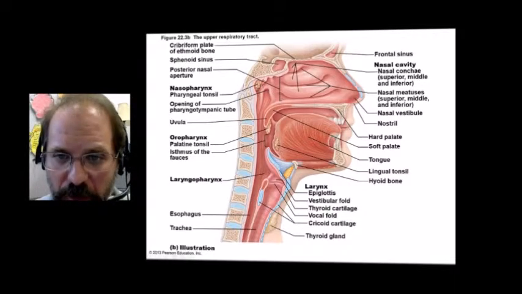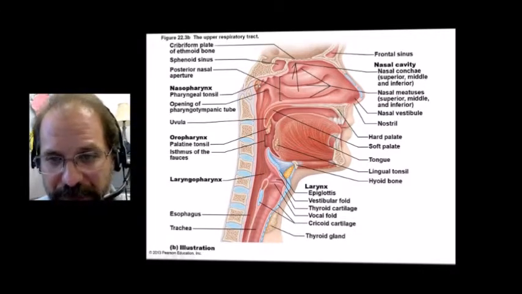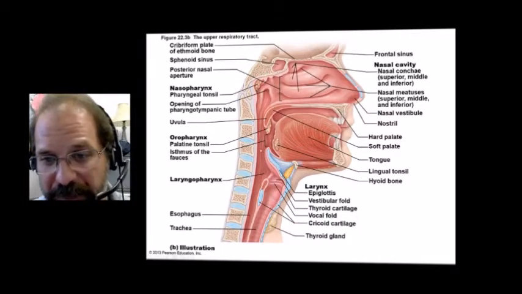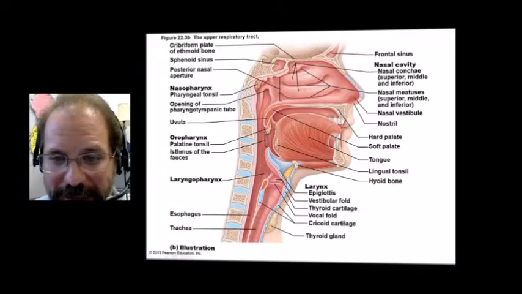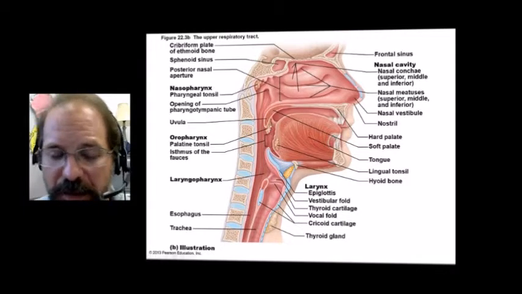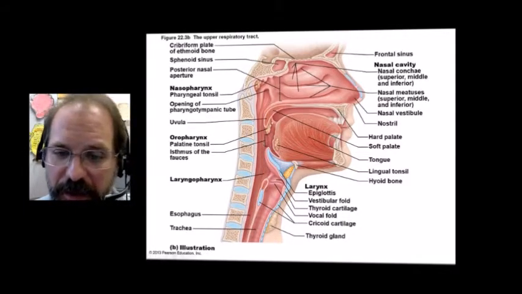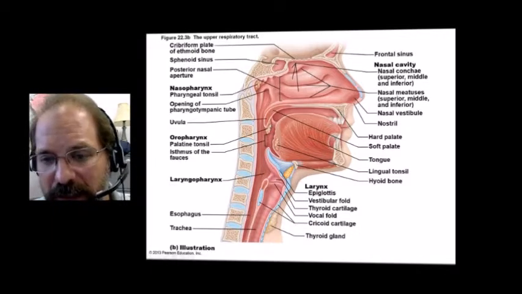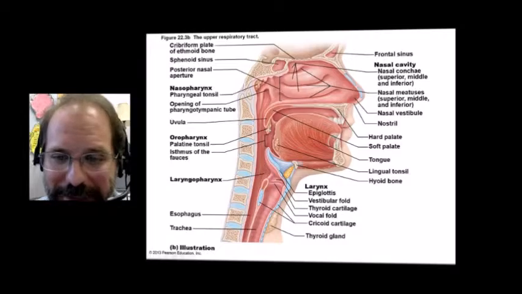In the posterior of the nasopharynx, you have the pharyngeal tonsils here, which are also called the adenoids. And they may extend actually well down into the oropharynx in some individuals. And then you have what are called the palatine tonsils, and those are on the lateral walls of the oropharynx. This area, the opening of the oropharynx, is sometimes called the isthmus of the fauces, but that's unwieldy to say, so I just usually call it the oropharynx. And that's where you have, like I said, on the lateral walls, these palatine tonsils.